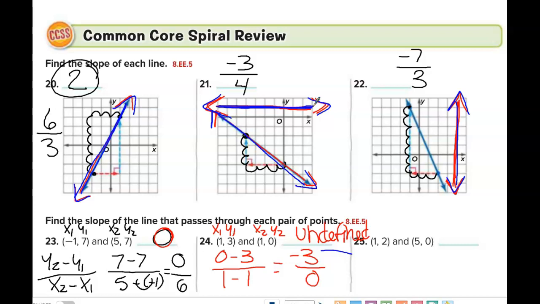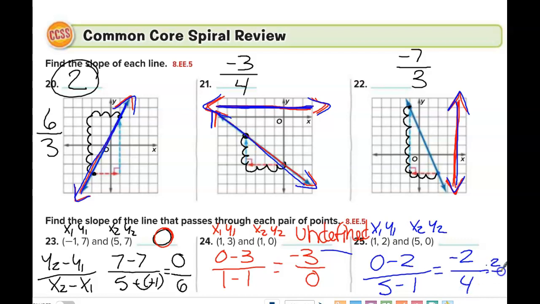Okay, on 25, hopefully we're going to get a number on this one. I again have x1 and y1, x2 and y2. My y2 is 0, minus my y1, 2, over my x2, 5, minus my x1. 0 minus 2 over negative 5 minus 1. Can I simplify it? Yes, by 2. So I get negative 1/2.